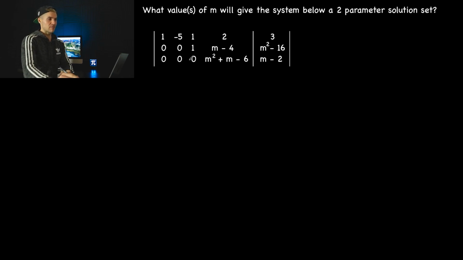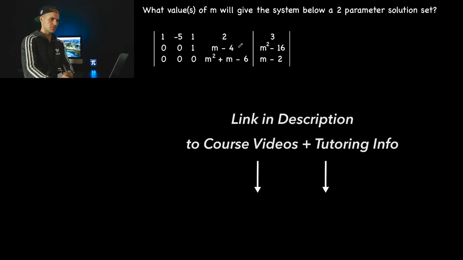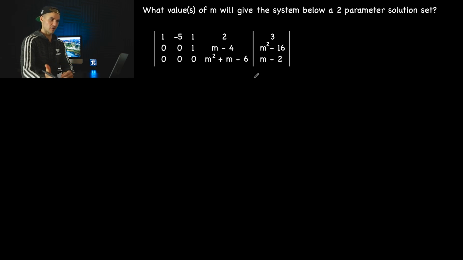Here we have to find the value or the values of m. Notice we have a bunch of m's here in this system. That's going to give this system a two-parameter solution set. Okay, so lots going on here. A two-parameter solution set, what does that mean? It means that two of the variables have to be free variables.